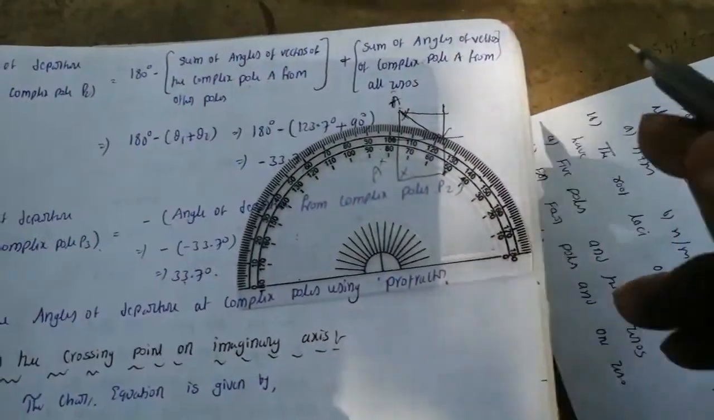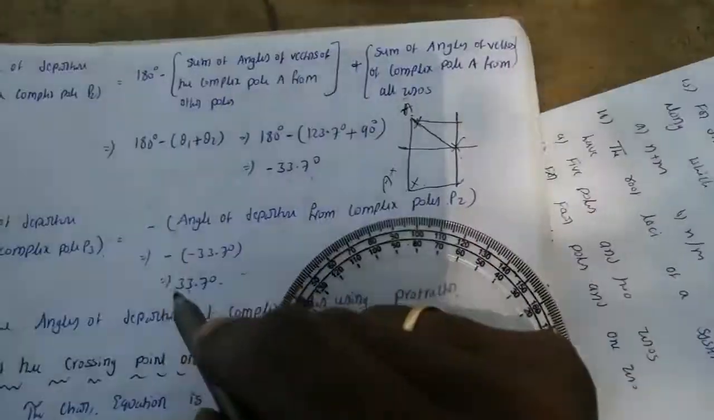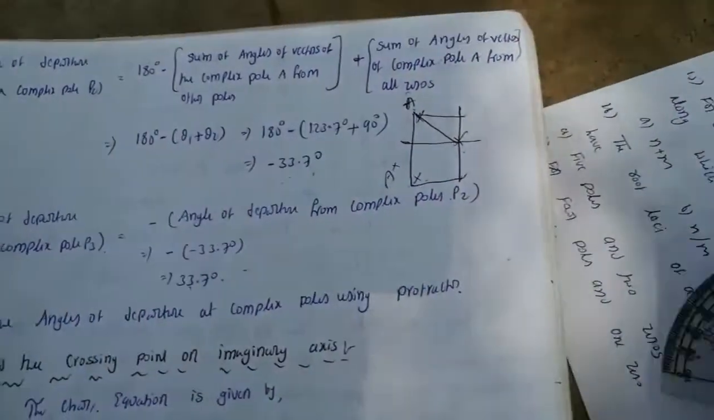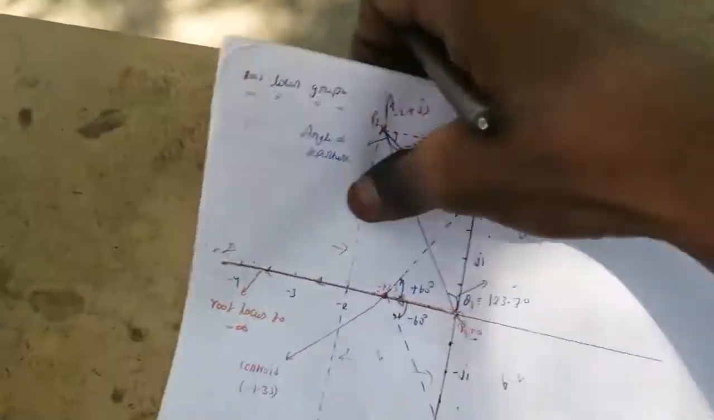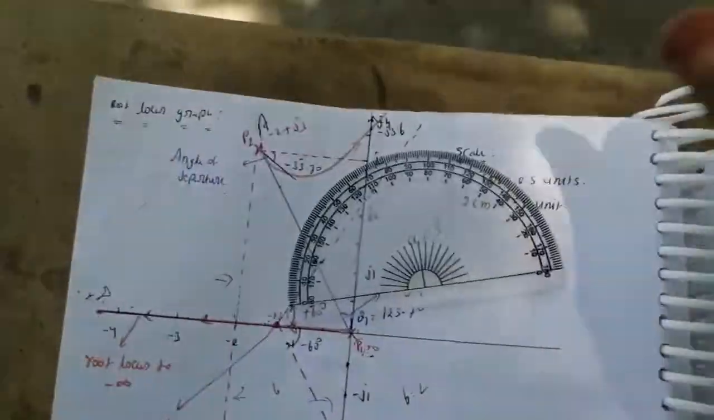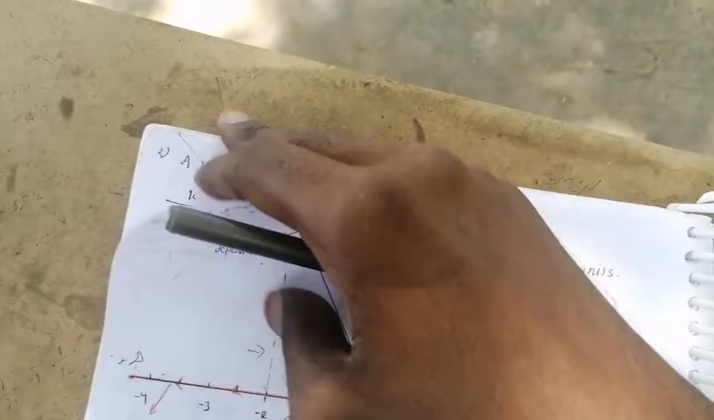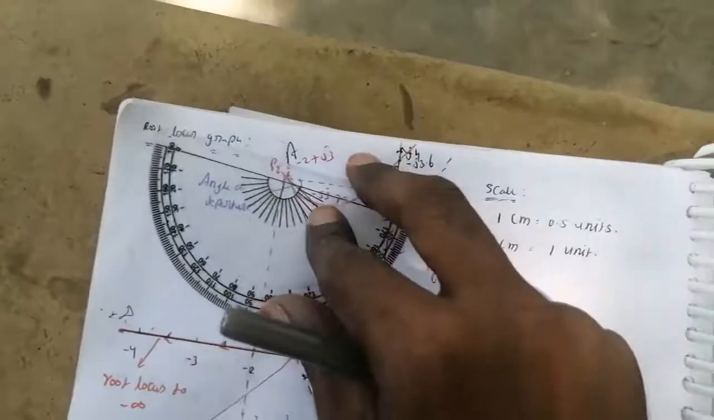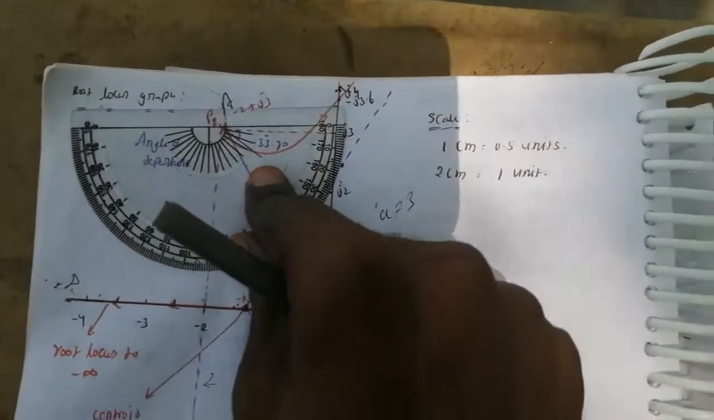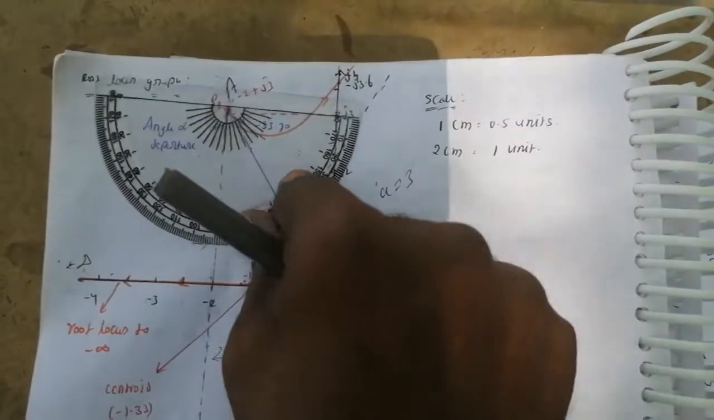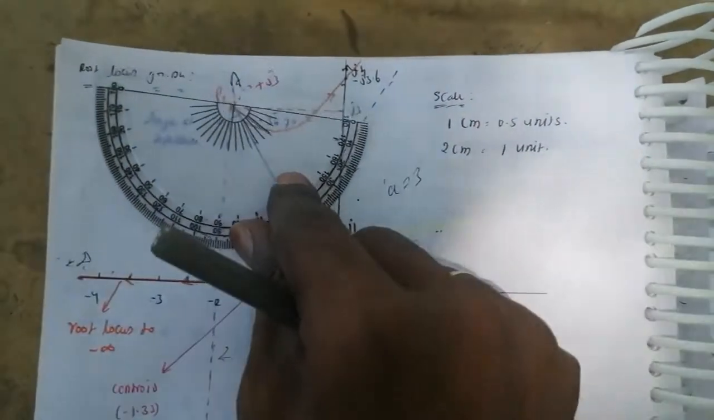33.7. So this angle should be made from the two complex conjugate poles, that is P2 and P3. Let me see. So from A we got that negative value, right? If you see this value minus 33.7, this angle makes 33.7.